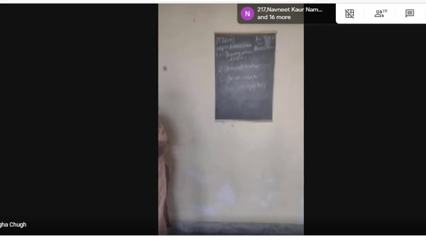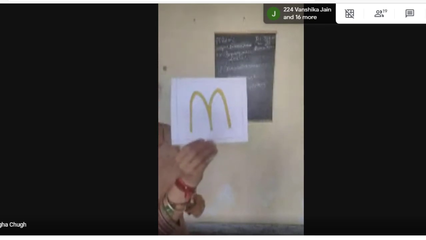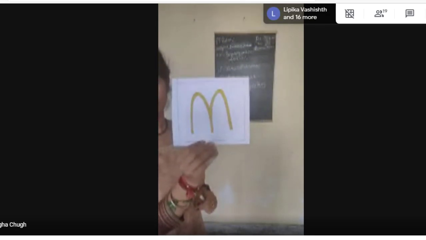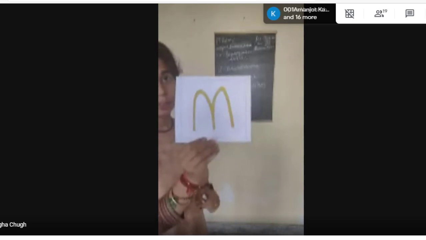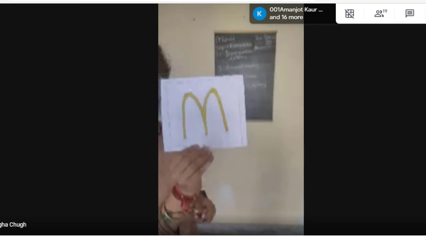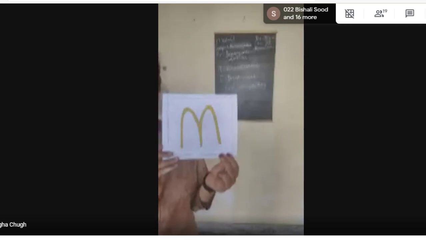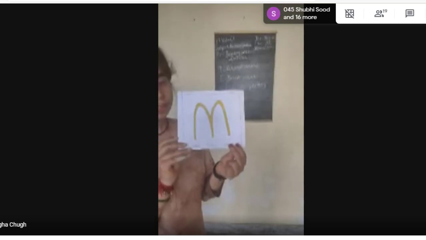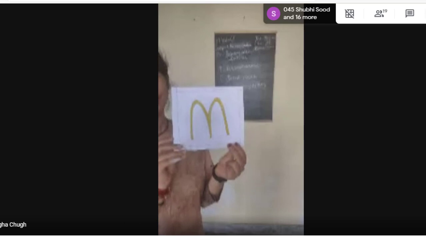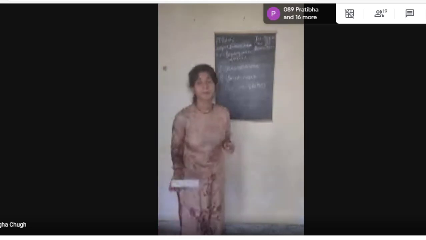Students, have you seen this sign? Yes. Can you tell me? McDonald's. Yes, very good. Just by seeing the sign, you can identify the company. So, this is the brand mark of the company. Is that point clear, students? The brand name and the brand mark? Yes. Very good.